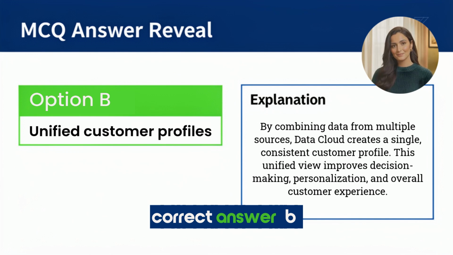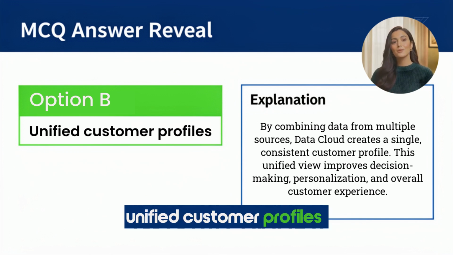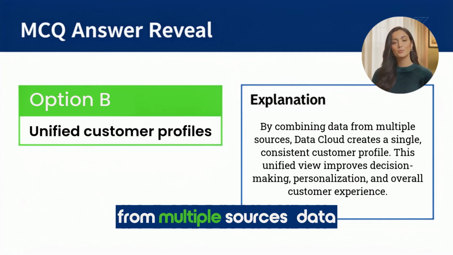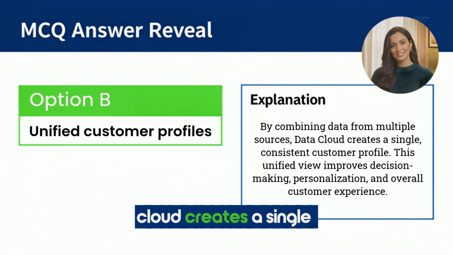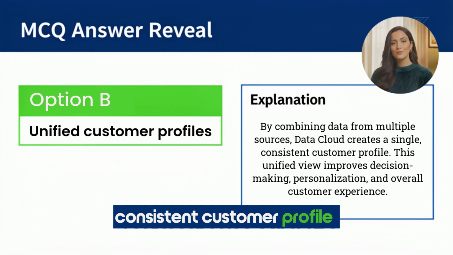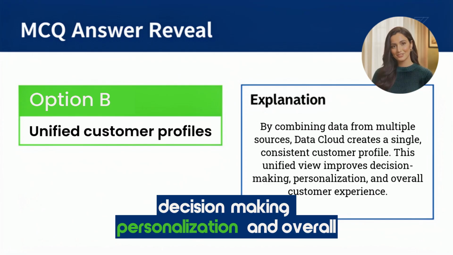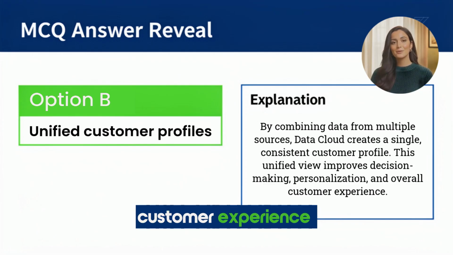Correct answer: B. Unified customer profiles. Explanation: By combining data from multiple sources, Data Cloud creates a single, consistent customer profile. This unified view improves decision-making, personalization, and overall customer experience.